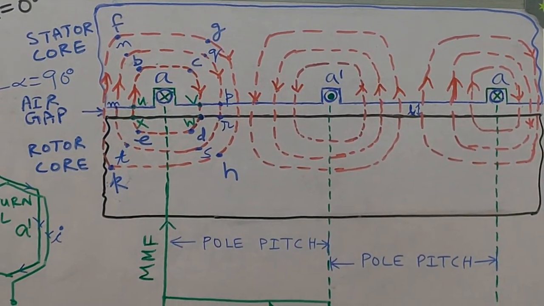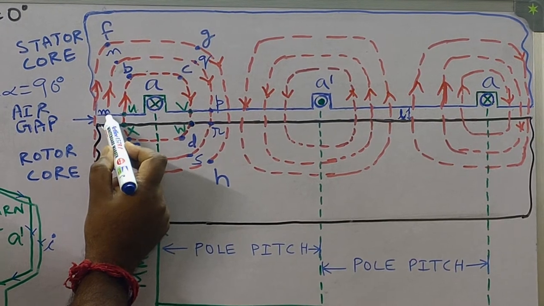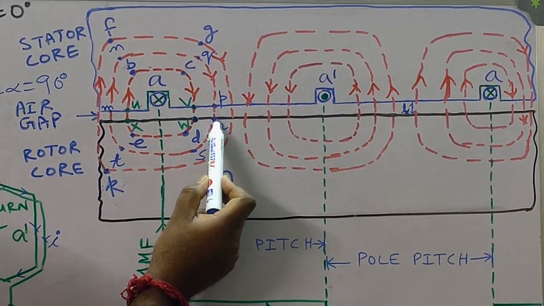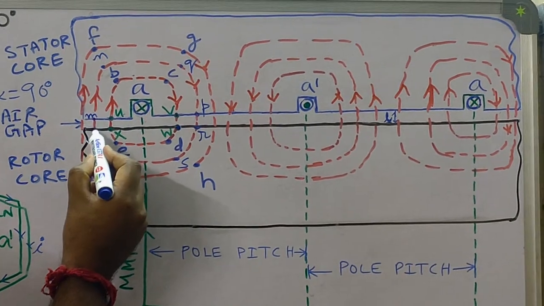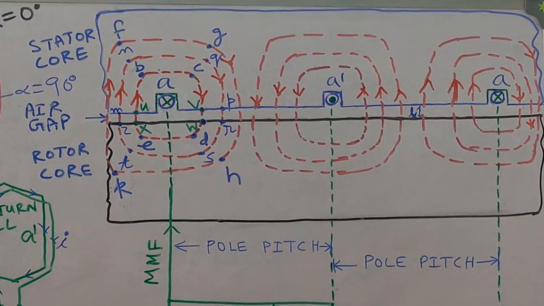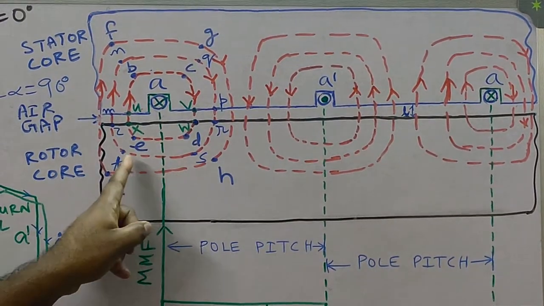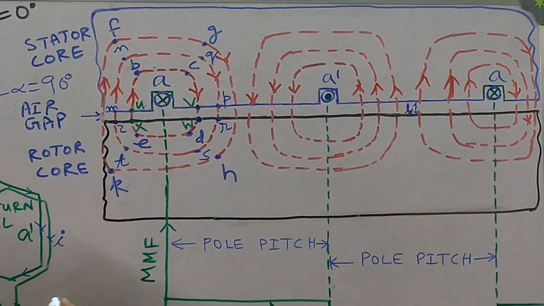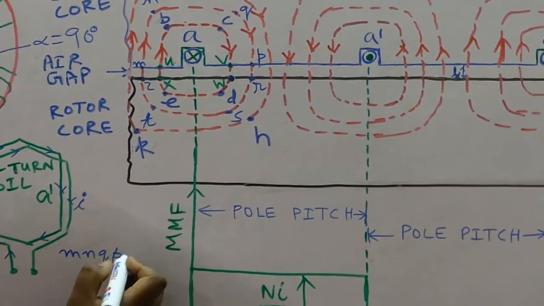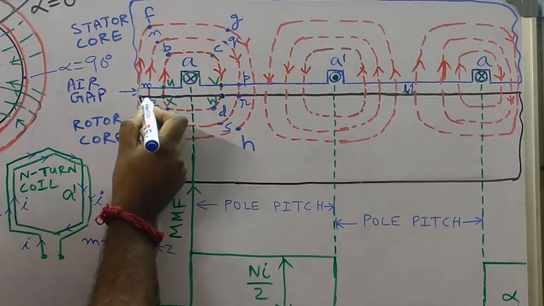Now focus on this one. What is the point M? Point M is on the stator core. Point P is also on the stator core. What about point R? Point R is on the rotor core. Let's say this other point is your Z. Z is on the rotor core. So now you consider the path MNQP RSTZ. Isn't it? So these are the points.